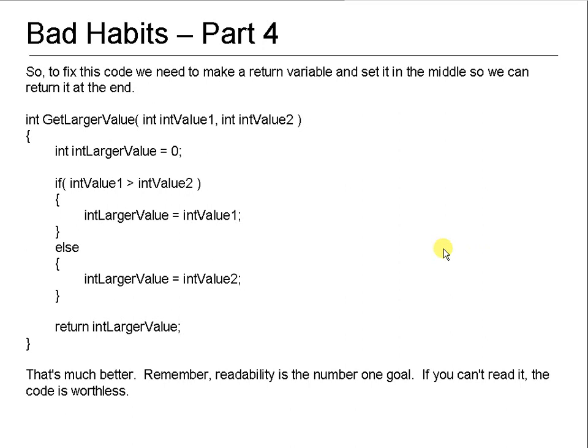So to fix this code, we need to make a return variable, set it in the middle so we can return at the end. So here I make a variable called larger value. That's what it represents. It's named well. We assign that value. Notice this time I put in brackets, and I go ahead and return that at the end. Now that's much better. Remember, readability is the number one goal. If you can't read it, the code is worthless.